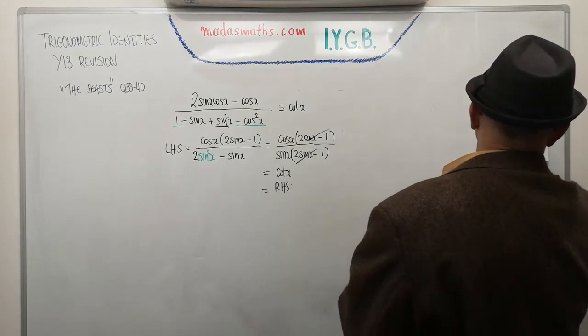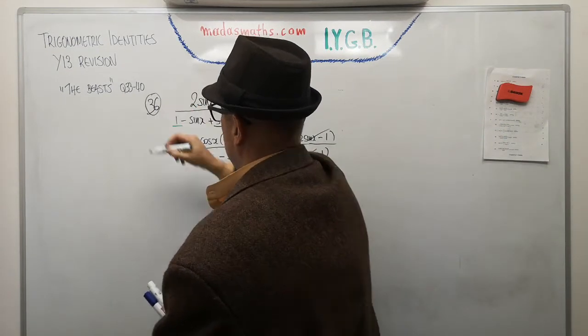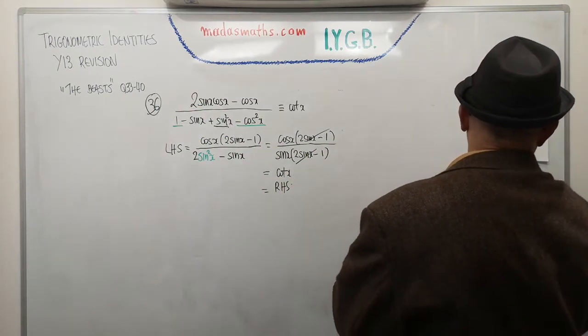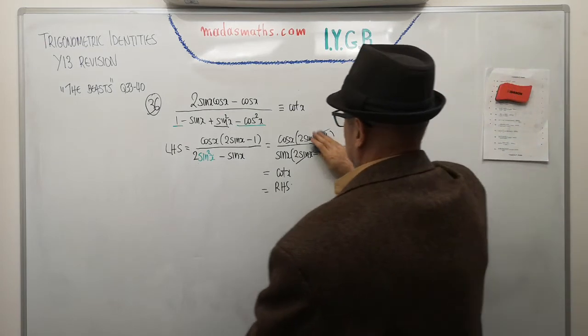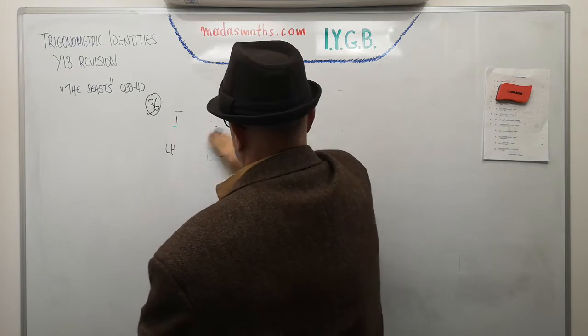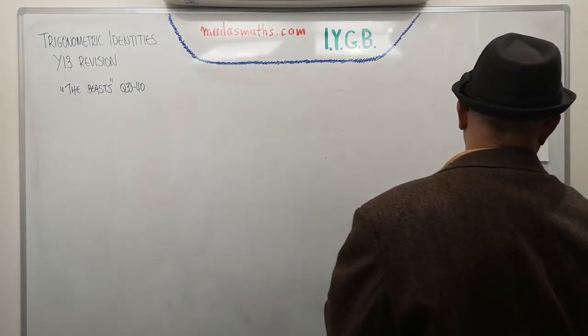I didn't put a number. This was number 36. And we've got to go up to 40, and our education on trig identities will then be complete. Number 37. That I don't like the look of.